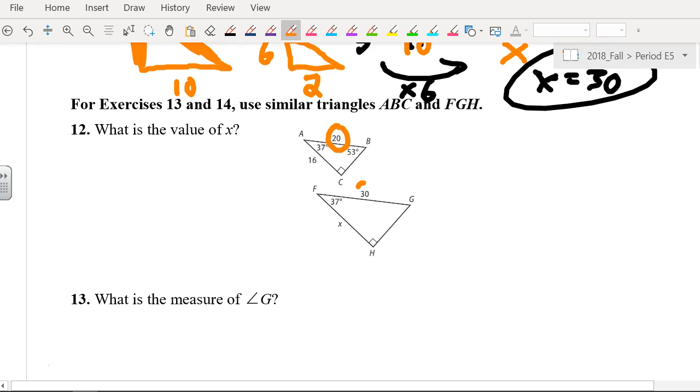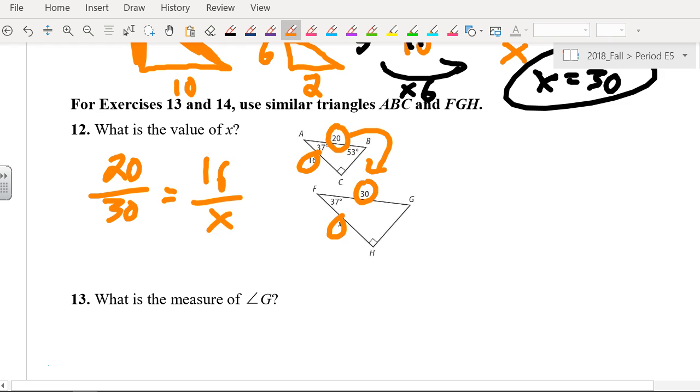So 20 to 30, right? 20 to 30 is equal to 16 over x. And we reduce, divide by 10, we get 2 over 3. So this is times 8. So easy. And x is equal to 24. Did I go too fast? Yes. Oh.